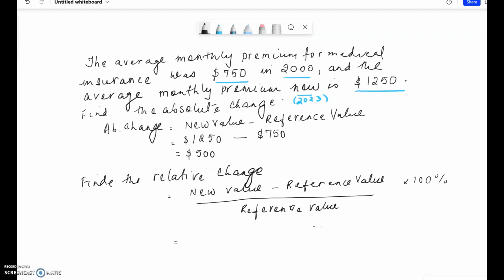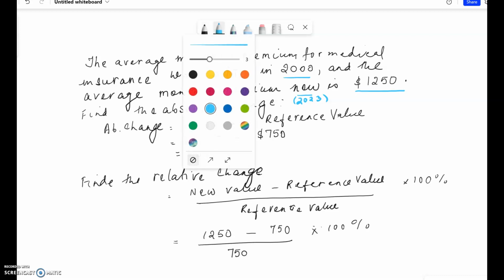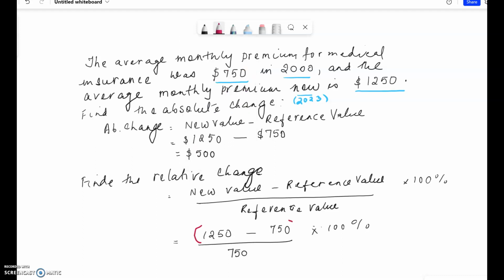Now let's find the relative change. So it's the new value, which is 1,250, and we are looking at it in reference to the old value, which is $750, the whole divided by 750, times 100%. Now you can enter everything into your calculator. The one thing you need to be careful about is making sure that when you enter it into your calculator, you put parentheses around the numerator.